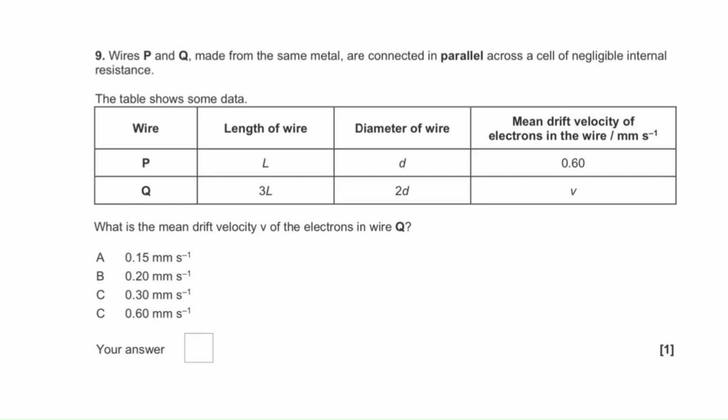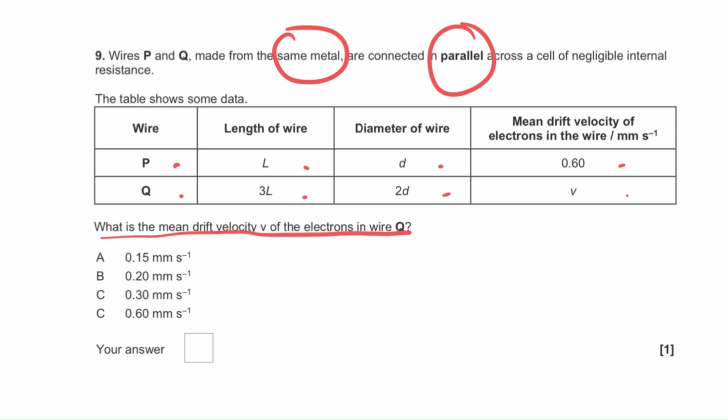Here is a question courtesy of Physics and Maths Tutor. Wires P and Q, made from the same metal, are connected in parallel across a cell of negligible internal resistance. Wire P has length L, diameter D, and has a mean drift velocity of 0.6 millimeters per second. Wire Q, on the other hand, is 3 times longer and has twice the diameter, therefore 4 times the area, and carries with it a velocity v that we're trying to work out.